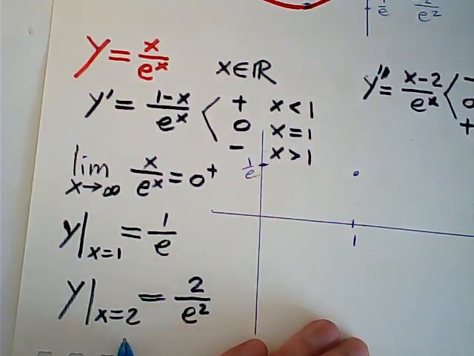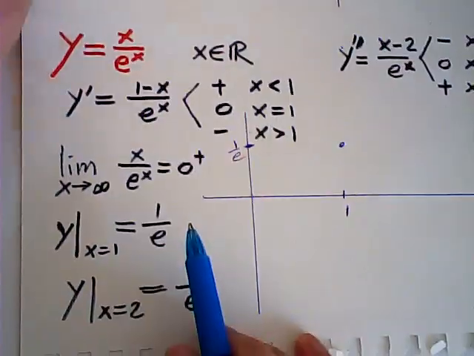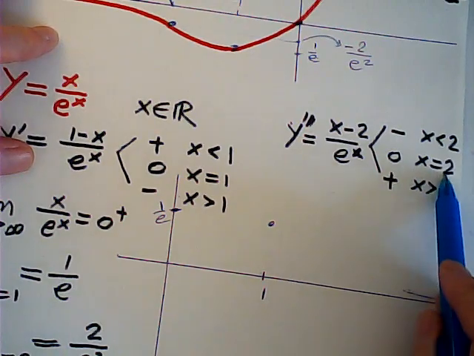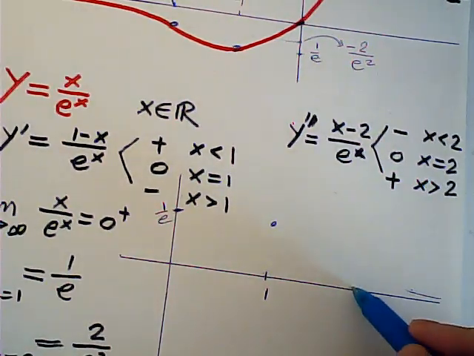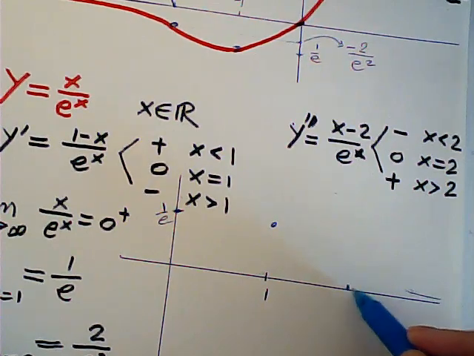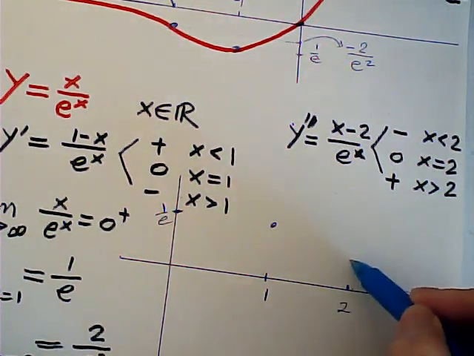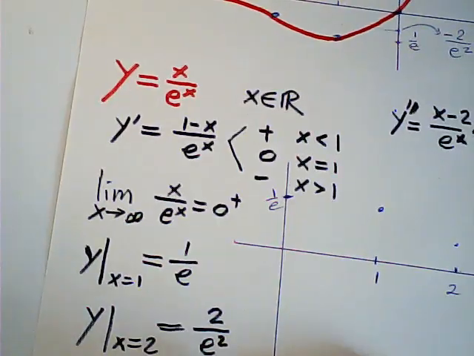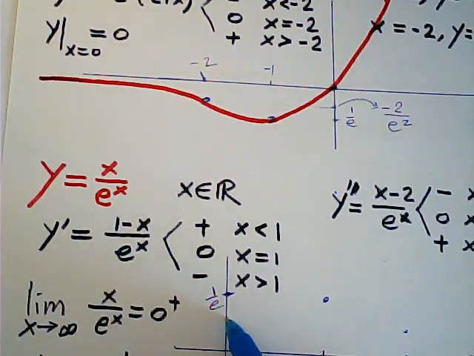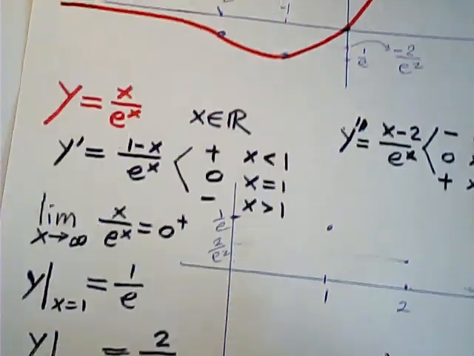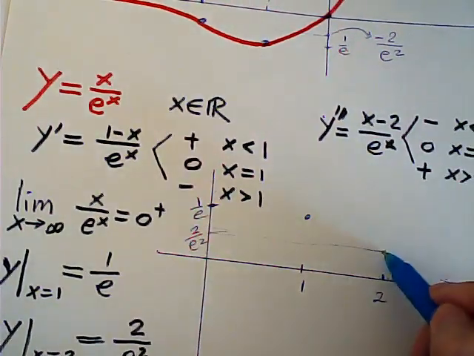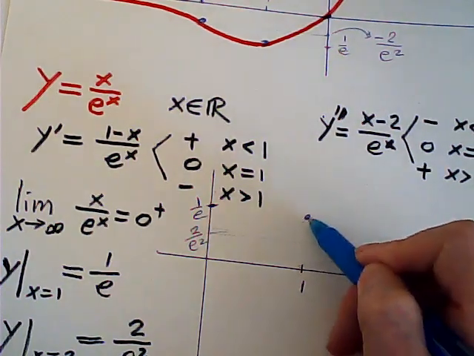When x equals 2, we find y, because 2 is a point of inflection. 2 is here. And y at 2 is 2 over e squared. So this is 2 over e squared. So this is the point the curve passes through.